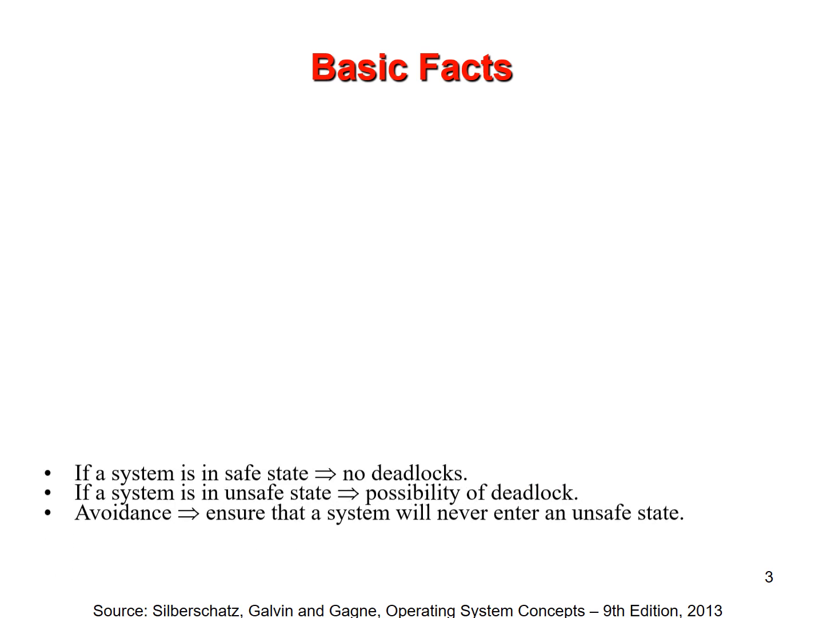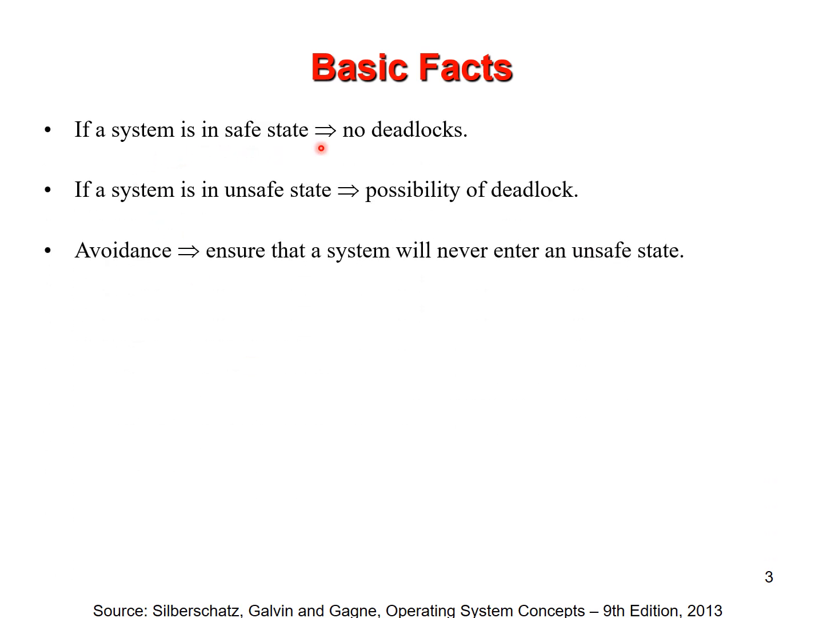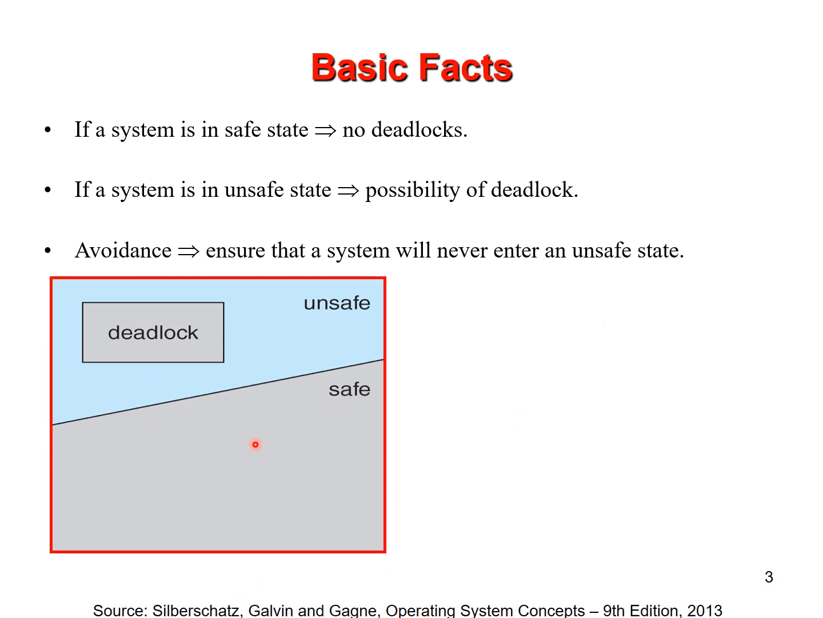Some of the basic facts. If a system is in a safe state, there will not be any deadlock. If the system is in an unsafe state, there is a possibility of deadlock. Avoidance ensures that the system will never enter an unsafe state. In this picture, we could see this represents the safe state, this is unsafe, and this is the deadlock state. So if the system is in this unsafe state, there is a possibility of deadlock. If we are avoiding the deadlock, we can ensure that the system will never enter this unsafe state.